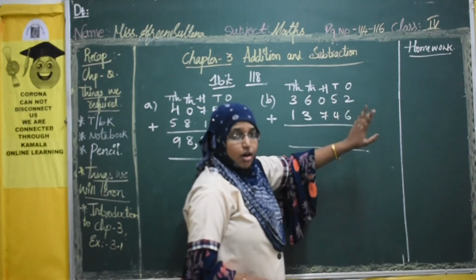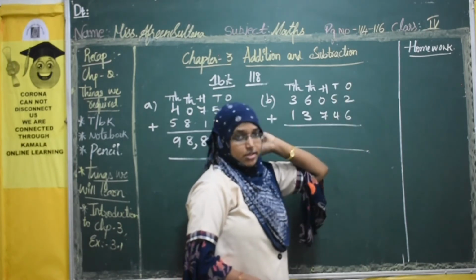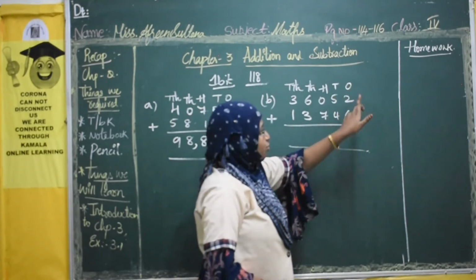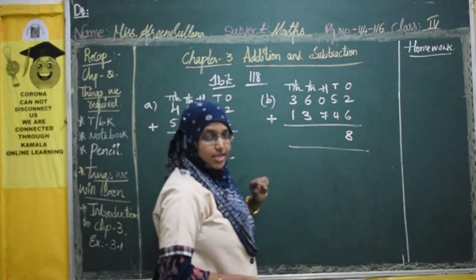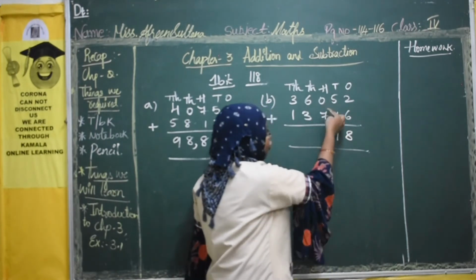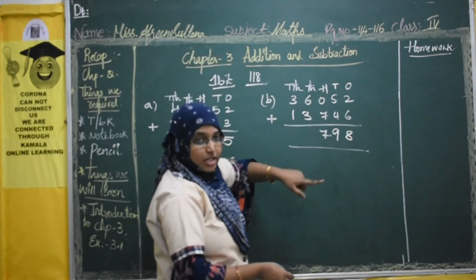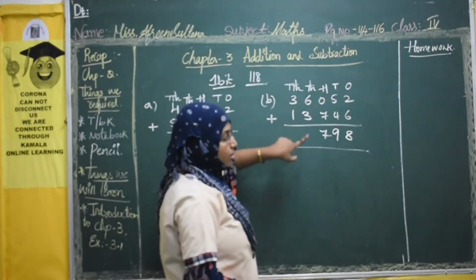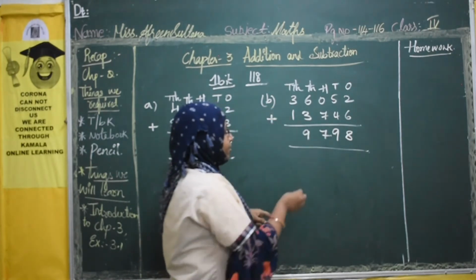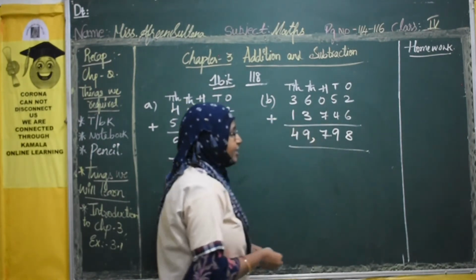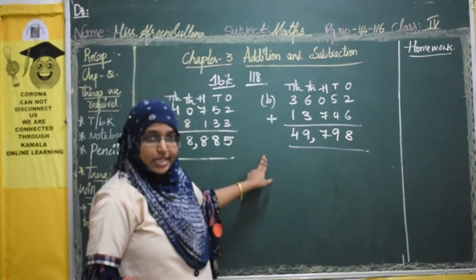6 plus 2. Always start your addition from the right side, that is from the lowest term, that is ones place value, okay? 6 plus 2, 8. 5 plus 4. 5 plus 4 is 9. 0 plus 7, 7. What we said? If you add 0 to any number, the number will be the same. Next, 6 plus 3. 6 plus 3 is 9. 3 plus 1, 4. It is 49,798. So same way you try the C1.